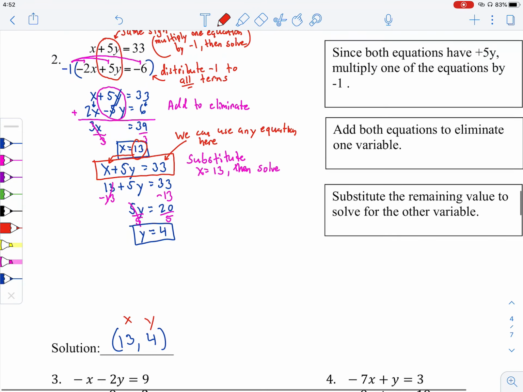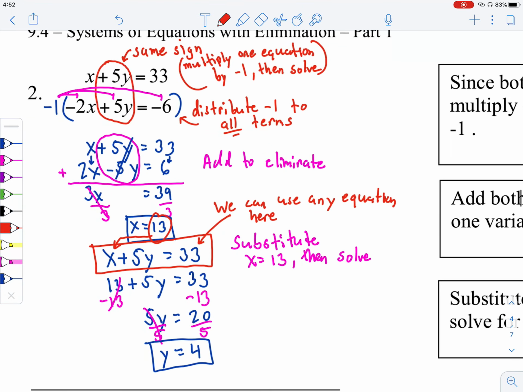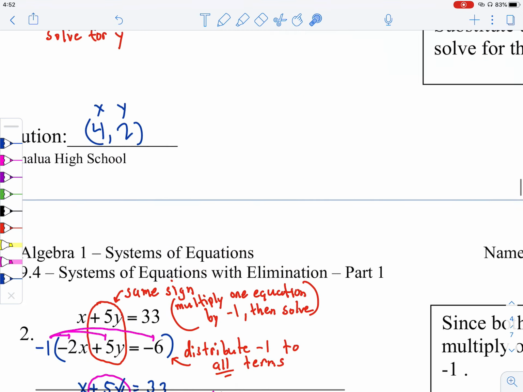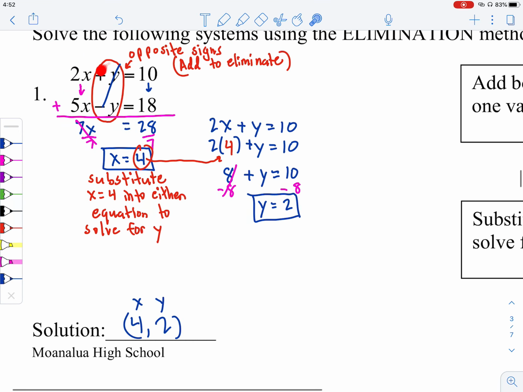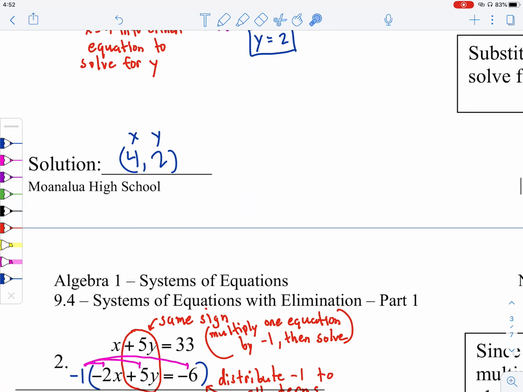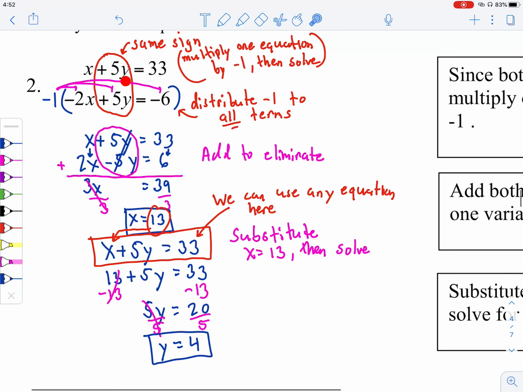Bang. Just like that. Okay, so the main point is we want to eliminate one of the variables. If it's already set up perfectly, like one is positive, one is negative, we just add to eliminate it. If they're not set up, like both positive, then we just multiply one of them by -1 so that now we do cancel when we add them together.